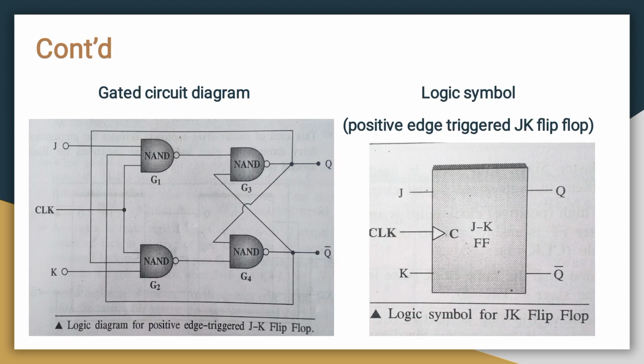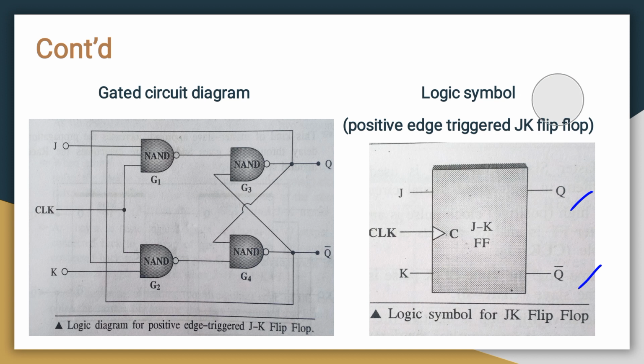So these are the figures we have. First see the logic diagram. In the logic diagram, we have 2 inputs, that are J and K. These are the letters for the inputs of the JK flip-flop, J and K. The output is Q and Q bar. The clock is applied for this. So this is about the logic symbol.